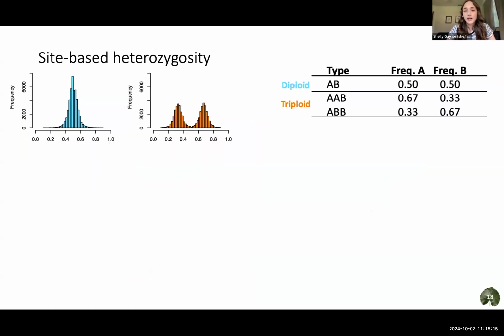This can be easily expanded for triploids. So here we have two types of heterozygotes, an AAB and an ABB. And here you're just counting the A's and counting the B's. So we have 67% A, 33% B, 33% A, 67% B. And that's how you get your expectations for this method. So this is really easy to expand.